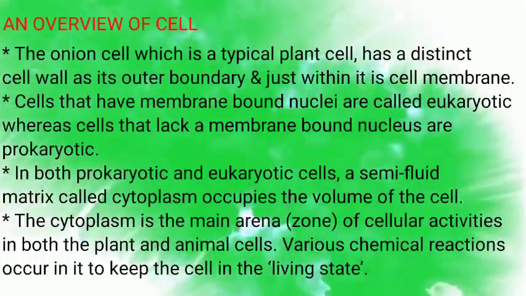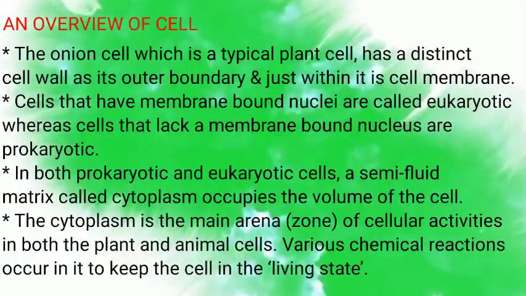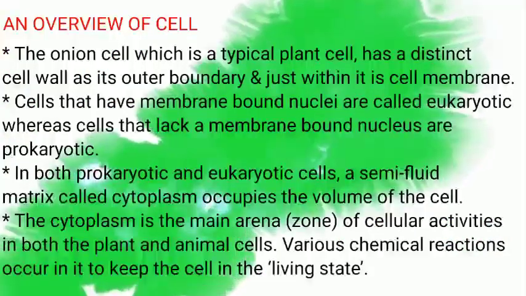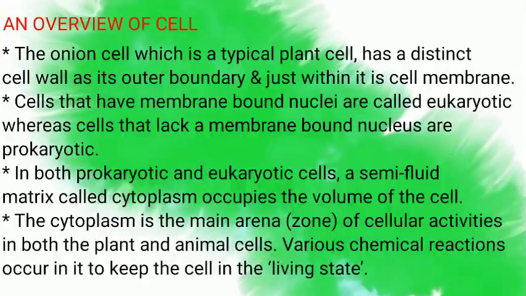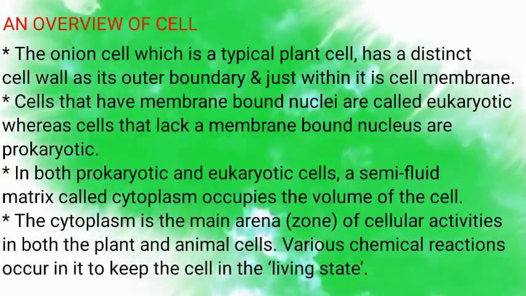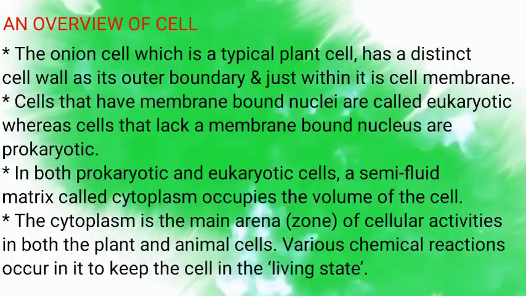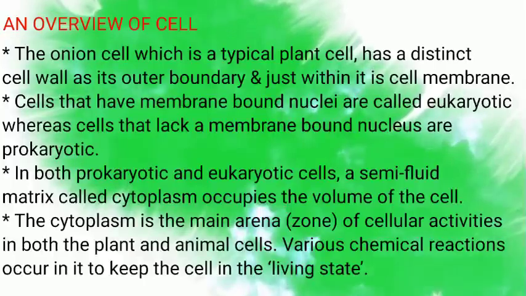The cytoplasm is the main area or zone of cellular activities in both the plant and animal cells. Various chemical reactions occur in it to keep the cell in the living state. A typical plant cell contains cell wall as outer boundary. Just within that it contains cell membrane or plasma membrane.